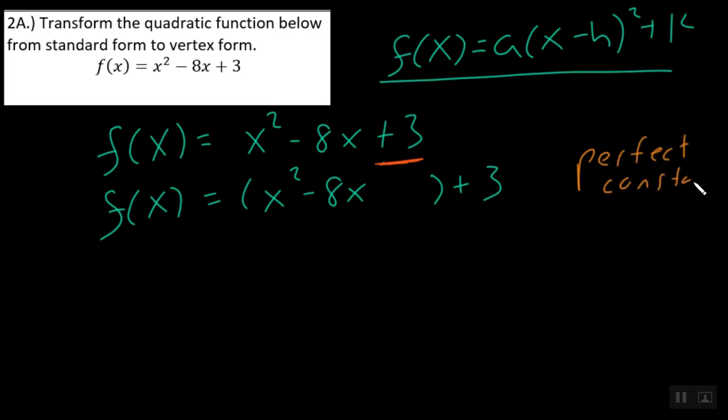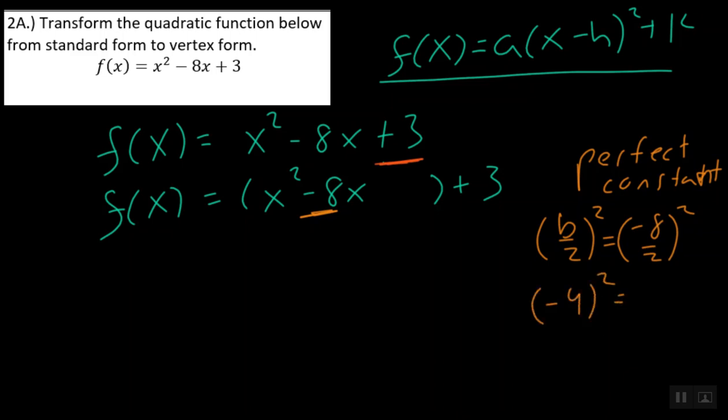Well, this is my b term, and our trick is b over 2 squared. Remember, this is something you have to memorize. So I have negative 8 over 2 squared. Negative 8 divided by 2 is negative 4 squared. And what is negative 4 squared? Negative 4 times negative 4 has built into it a negative times a negative, which is a positive 16, because 4 times 4 is 16. So we're going to add positive 16. We're going to create our perfect constant.